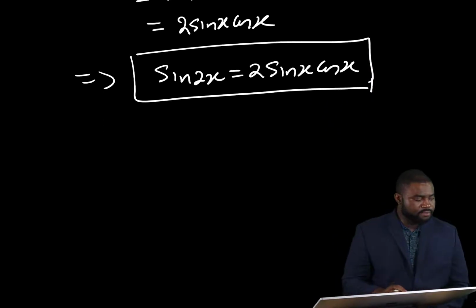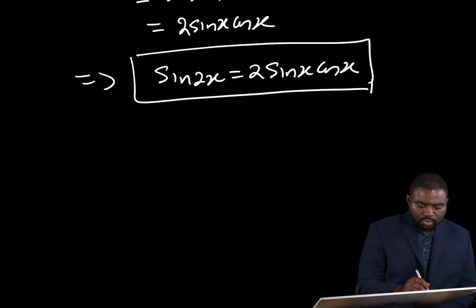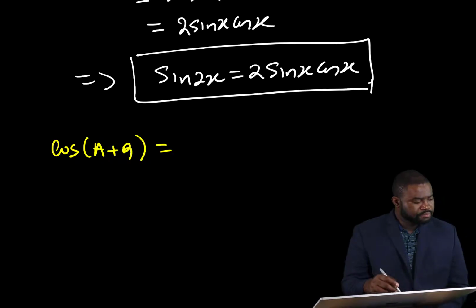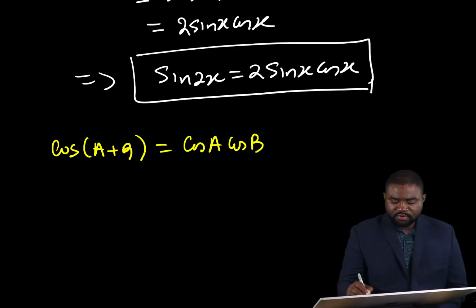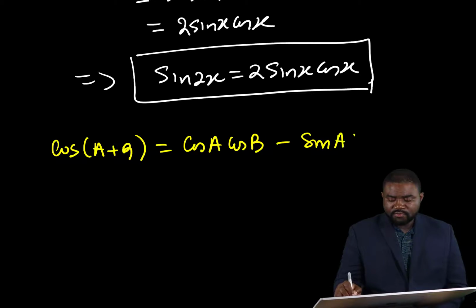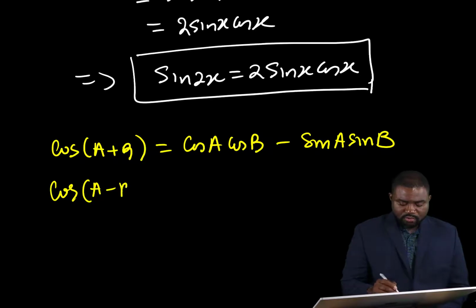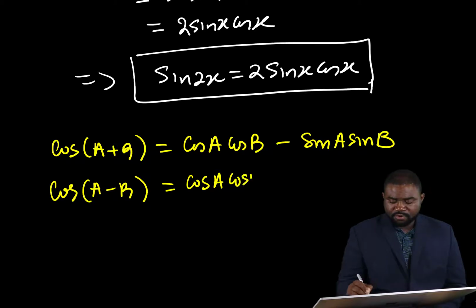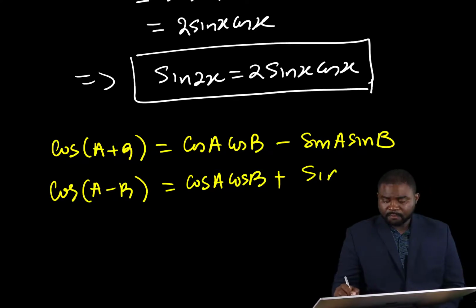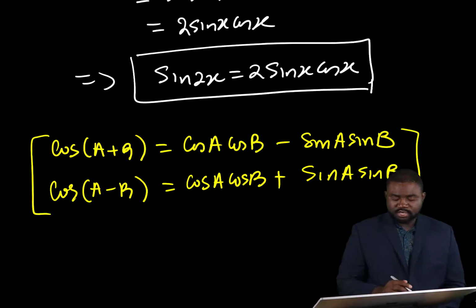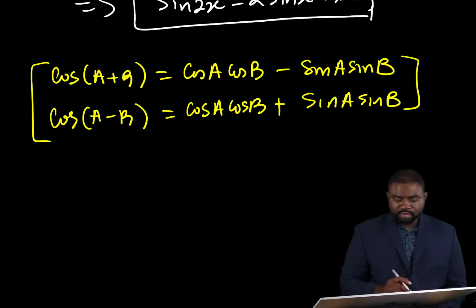So we have here cosine A plus B will be equal to cosine A cosine B minus sine A sine B. Similarly, cosine A minus B is equal to cosine A cosine B plus sine A sine B. This is another set of trigonometric identities that you should be able to remember.